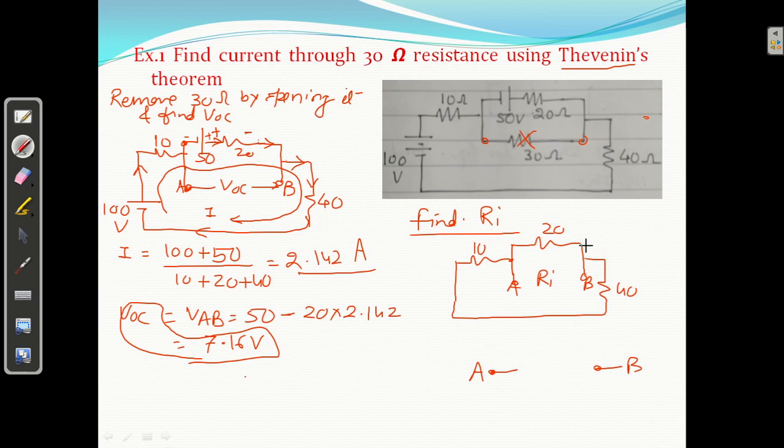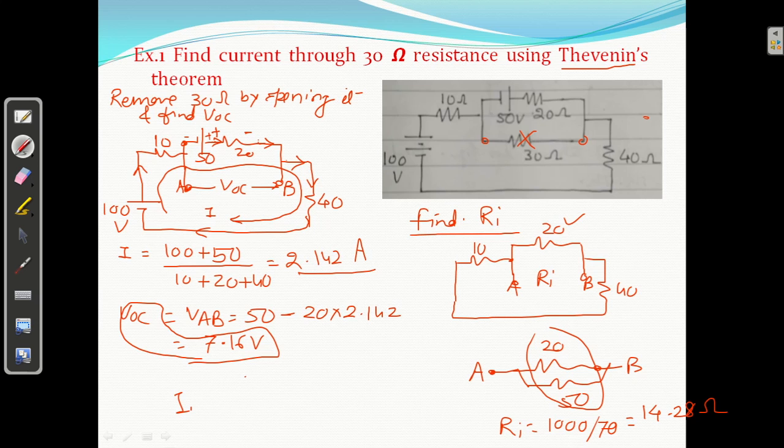So what is the resistance between A and B? This 20 ohm is one path. Another path between A and B is 10 plus 40 in series, so it is 50. So RI is these two, 50 and 20, in parallel. So 50 into 20, 1000, upon 50 plus 20, 70. So I am getting 1000 upon 70, which is 14.28 ohm. I got it.